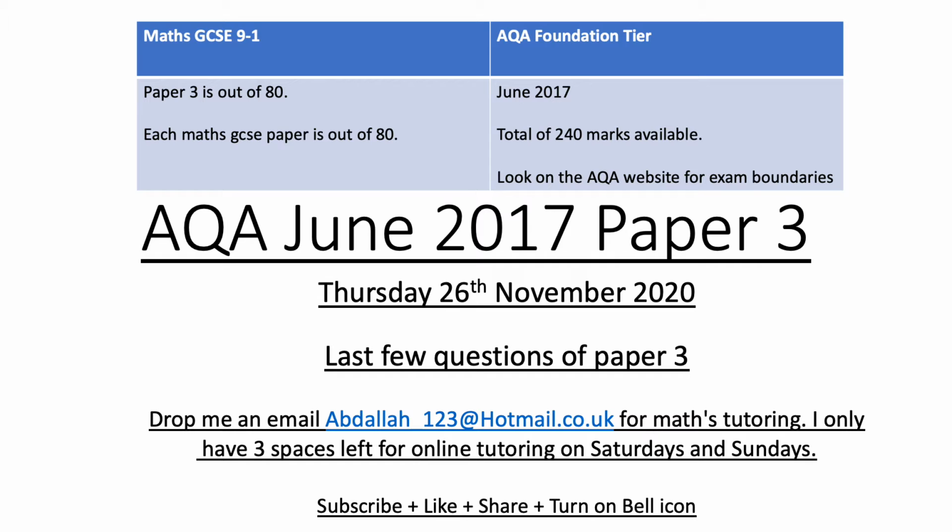Lastly, I'm saying what each paper is out of. So each paper is out of 80, guys, so it's a total of 240 marks on paper 1, paper 2, and paper 3, and it's the same for Edexcel. OCR might be a bit different actually, but Edexcel and AQA are out of 80 for each paper.